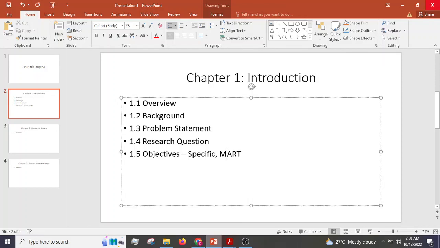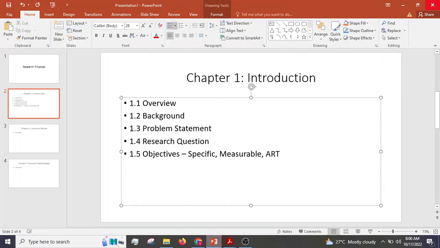Okay, and it has to be measurable. M stands for measurable, right? What it means by measurable. So each of your objectives has to be quantifiable, all right? You are not going to come up with an objective like to calculate the level of handsomeness of me, right? So that is probably not measurable, right? It is not quantifiable.